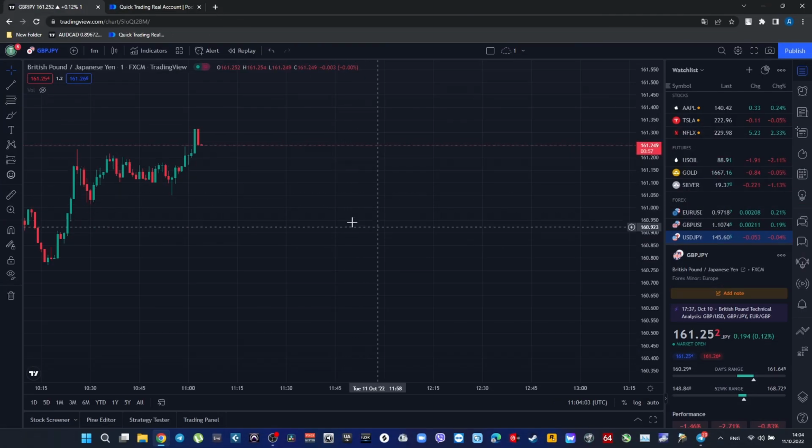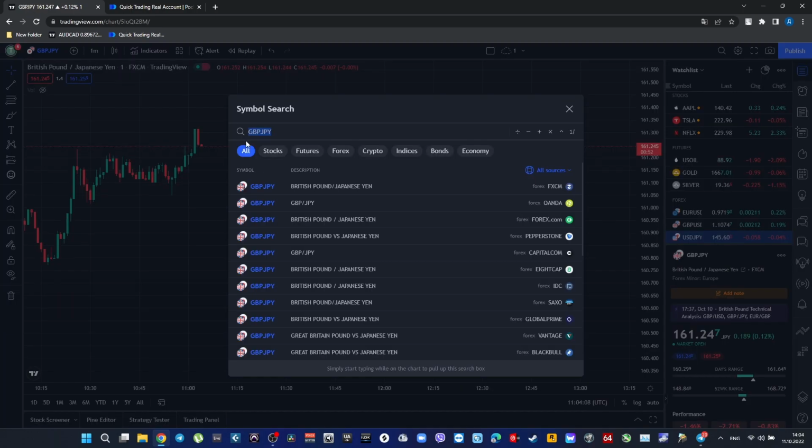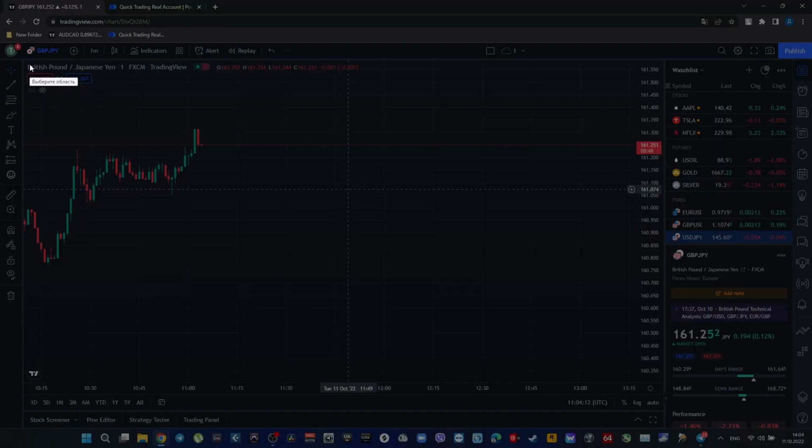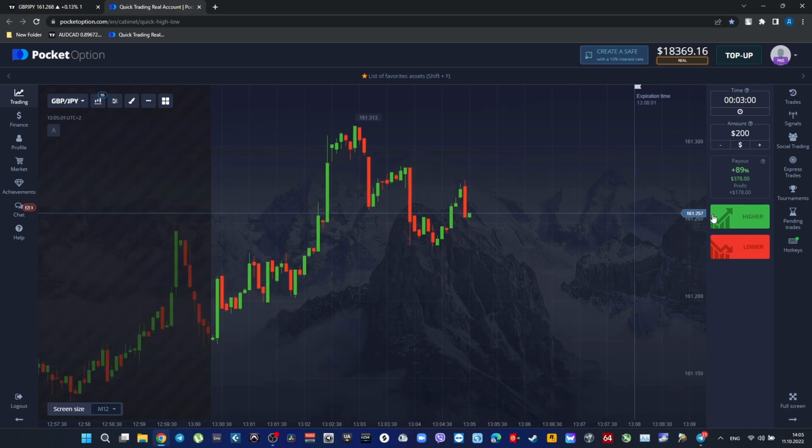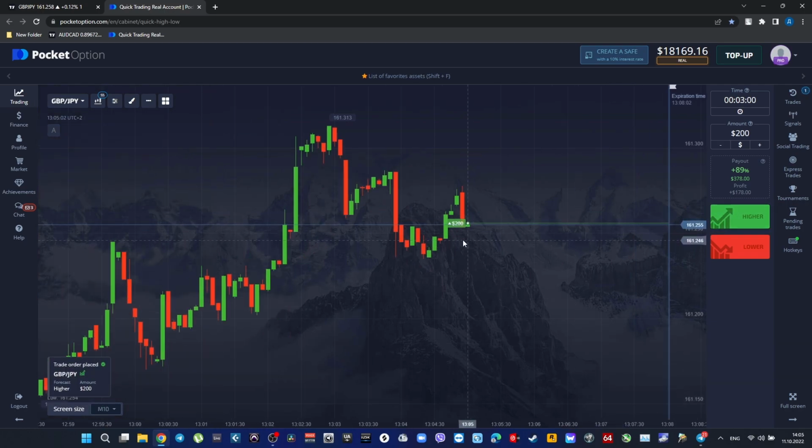Therefore, let's move on to the analysis of the second currency pair, the British pound and the Japanese yen. We see that in the past the trend was downward and then reached the support area. From the support area, the price then moved up with rising lows, and based on my experience, it seems to me that the price will rise. I think it's time to go to Pocket Option where I will open a 3-minute up trade to watch it all.